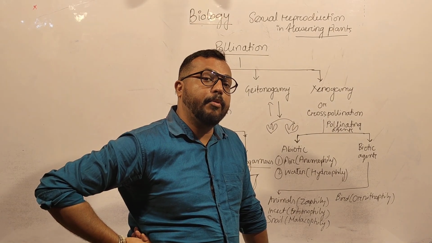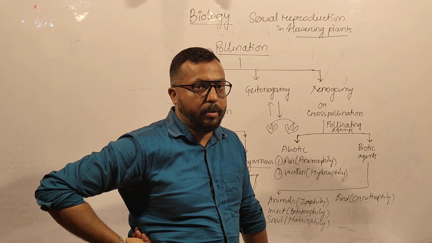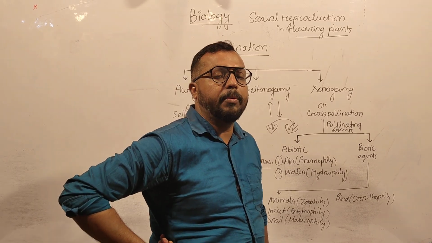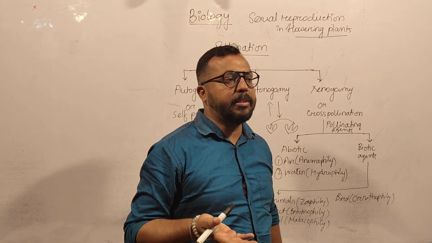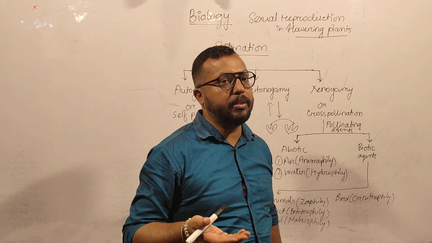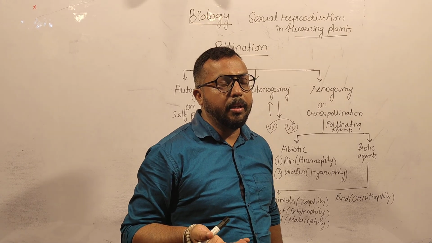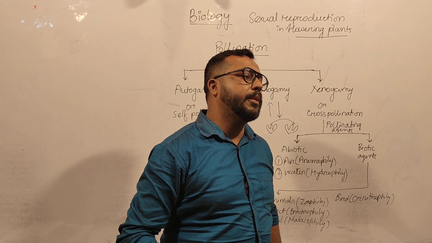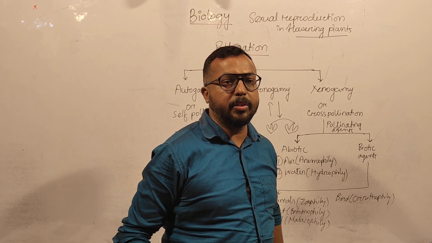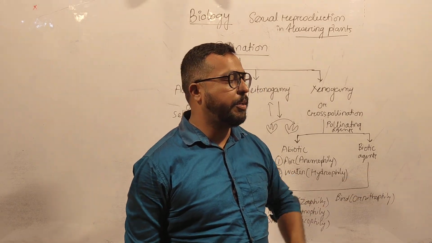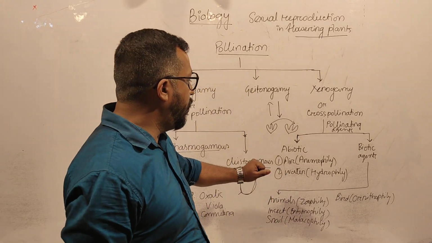We think that they have water pollination, but actually they don't, because even if they grow in water, their flower is outside, much above the water level, so there is no pollination by water in them. Water pollination happens in certain grasses like sea grass, Zostera, etc. In these kinds of plants we can see water pollination.